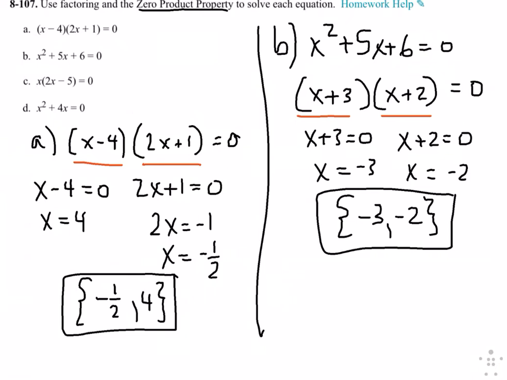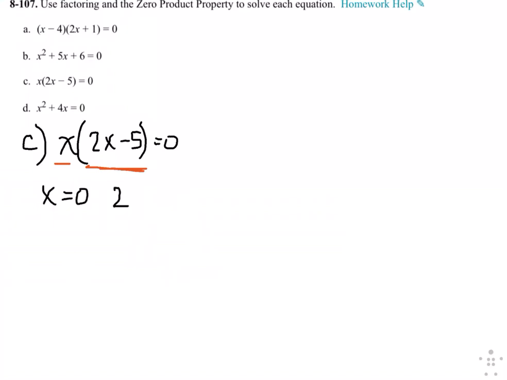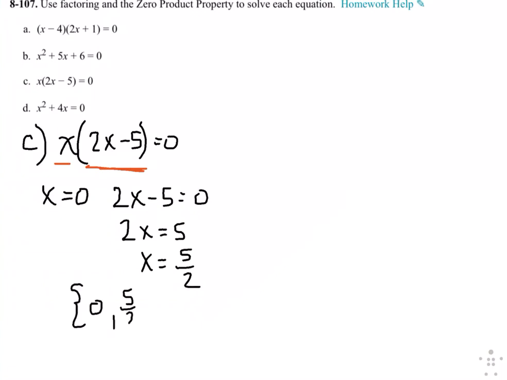The next one is C. Let's make some space. We have x times 2x minus 5 equals 0. Again, we're multiplying two things, x times 2x minus 5, and we're getting 0. So that means either x is 0 or 2x minus 5 is 0. So 2x equals 5, x equals 5/2, or x is 0. So we have 0 and 5/2 in our solution set.